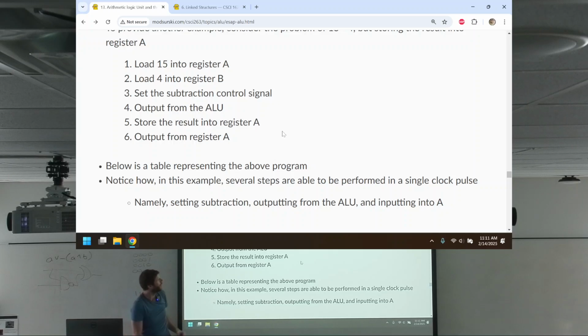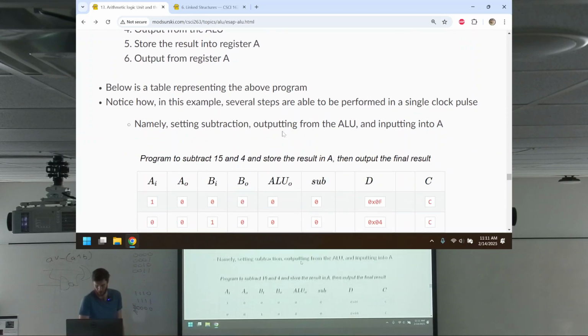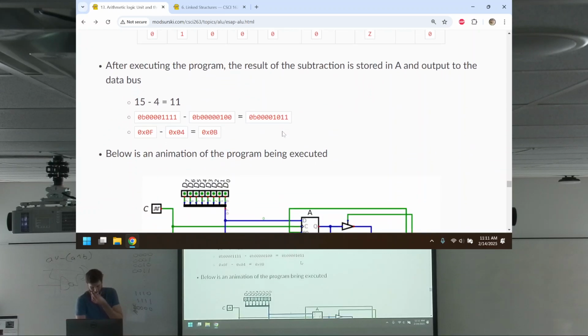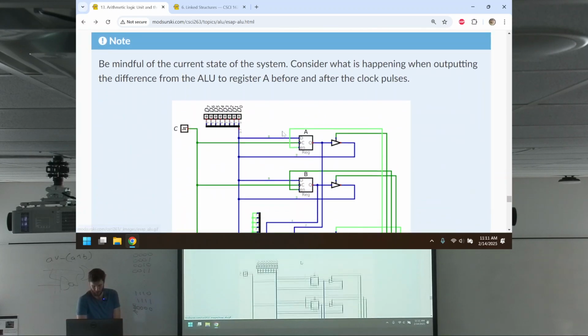Some of these things can happen at the same time, like 3 and 4 can happen at the same time. Don't think that each step is necessarily one clock cycle. These two things can happen on the same clock cycle. We're doing subtraction and then output, right? That happens at the same time. After executing, yeah, there we go.